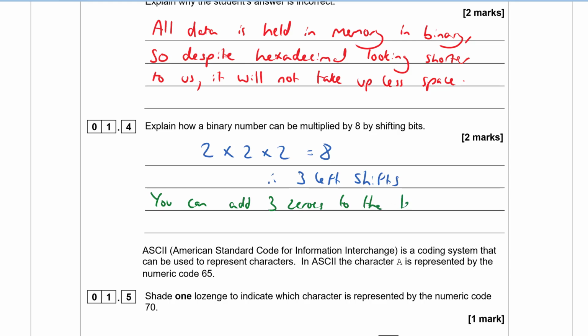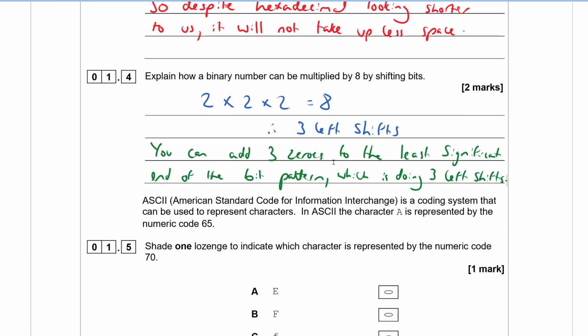Now the proper phrase is the least significant end of the bit pattern, because it's least significant because it has the lowest place value. You could just say right hand side of your bit pattern, which is doing 3 left shifts. A right shift divides by 2 each time, but you truncate the number because any ones get lost beyond the binary point. And if you think you might forget your left and right with shifting, just do a quick example like I did and see what it's doing.